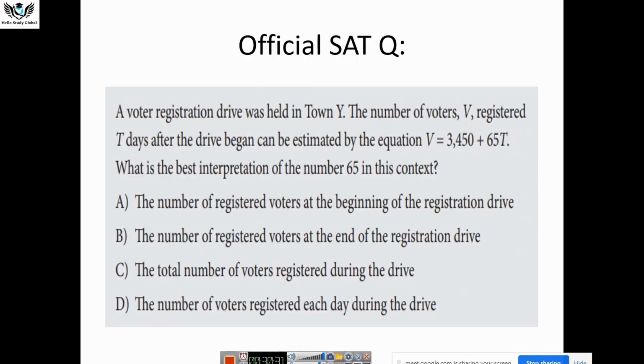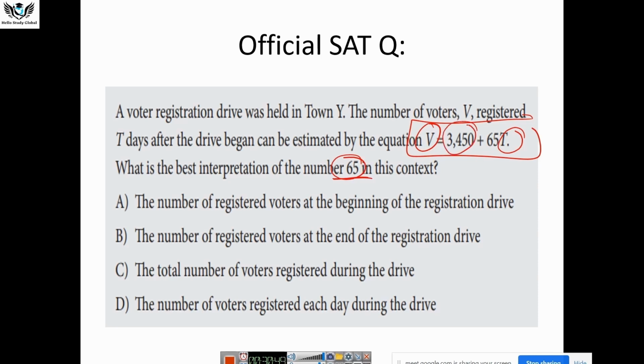Okay. A voter registration drive was held in town Y. The number of voters V registered T days after the drive began can be estimated by this equation. V is the number of voters and T is the number of days. What is the best interpretation of 65? What is 65 over here?